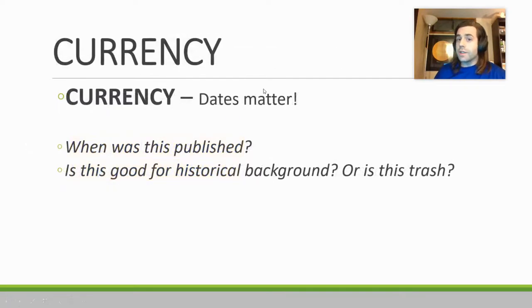Next one is currency. Turns out that dates matter, and really looking at when this was published could matter a great deal. And it depends on which information you're looking at. If you're looking at information about COVID-19, yeah, dates matter. Think about how much things have changed in one calendar year. Right? Last April, we didn't know if masks worked. Today, we know that masks work.